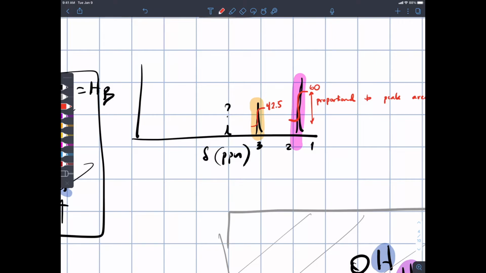Oh dear, did we seriously run out of Apple Pencil juice? Okay.